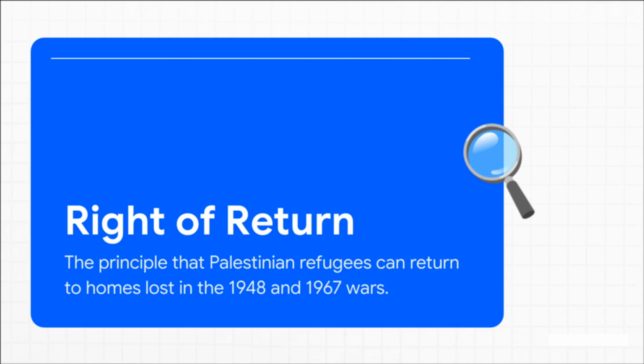And the right of return. This is a huge one for Palestinians. It's the idea that the refugees from 1948 and 1967 and all their descendants, millions of people now, have a right to go back to their family homes. They see this as a right guaranteed by international law. But for Israel, allowing millions of Palestinians to return would mean Jews would no longer be the majority, which they argue would mean the end of Israel as a Jewish state. So you can see, these positions are pretty far apart.